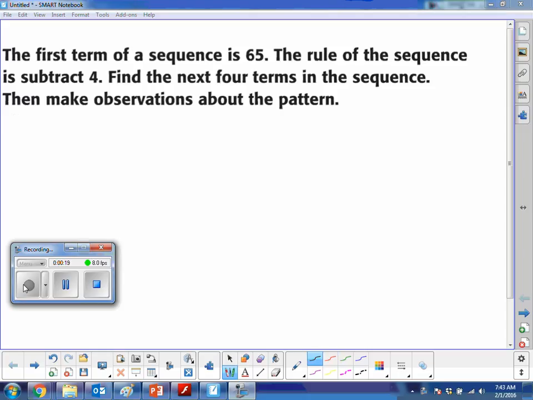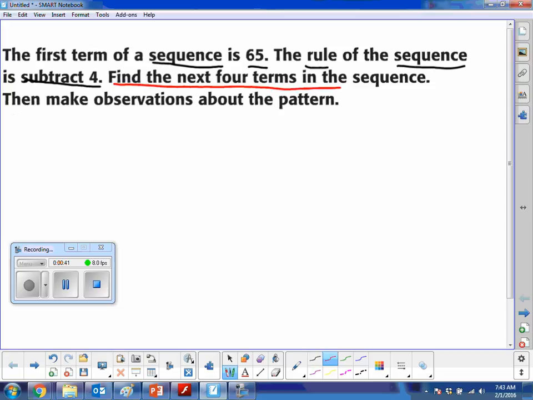Let's take a look at this first one right here. It says the first term of a sequence is 65. The rule of the sequence is subtract 4. Find the next 4 terms in the sequence, then make observations about the pattern. So the first thing they're asking us to do, and I'm going to identify this, is that they want us to find the next 4 terms in the sequence. So let's go ahead and start with that.